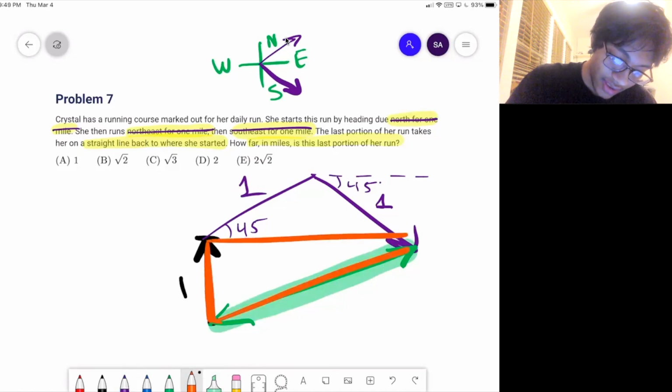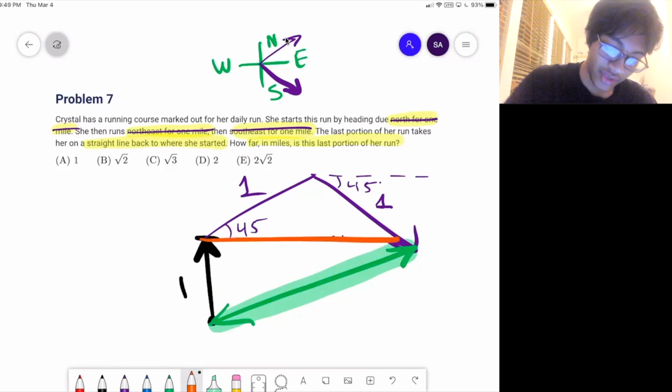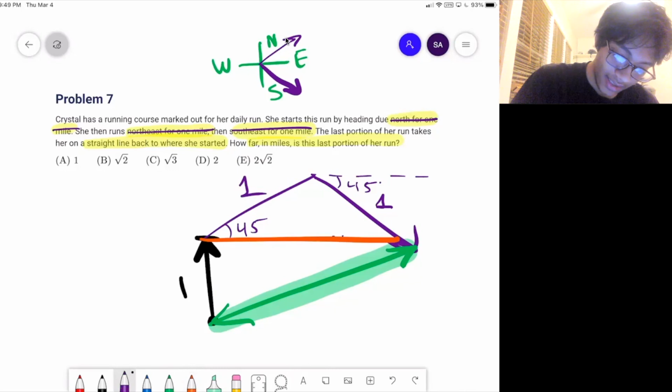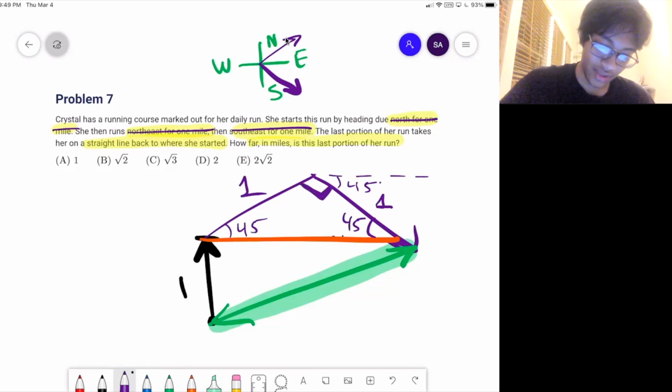That's pretty interesting. This right triangle has a leg of side length 1. And what about its other leg? How long is this leg of my right triangle? Well, if this is 45, and this, I'm not quite sure what that has to be, but this is 45 and this is 1, so this also has to be 45. So it's an isosceles triangle, so this has to be 90 degrees. So it's a right isosceles triangle.